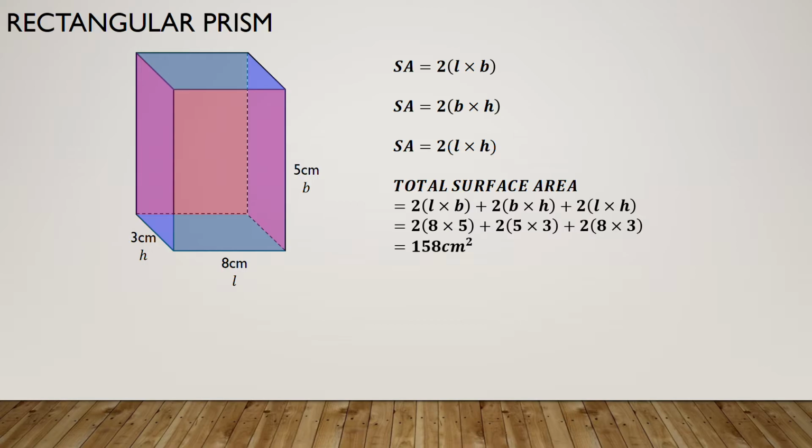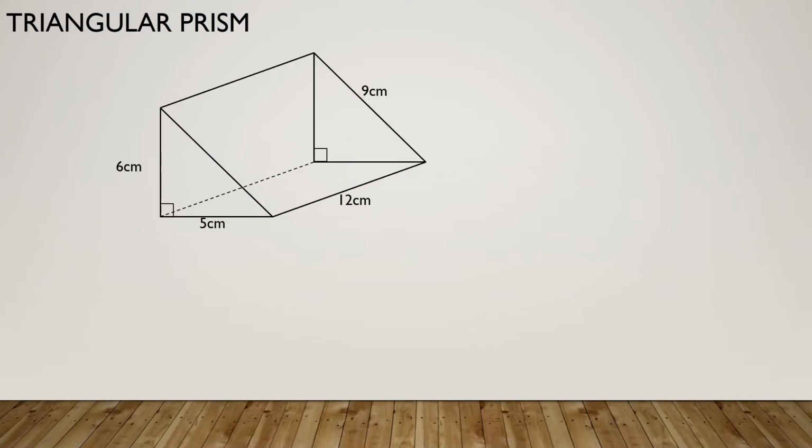Next heading, please write down triangular prism. That's what we're going to be working on next. I'm going to do the same thing I did with the rectangular prism. I'm going to first show it to you split up, and then from there I'm going to give you the formula. I'm going to start with my triangle. I've got a triangle at the front and I've got a triangle at the back.